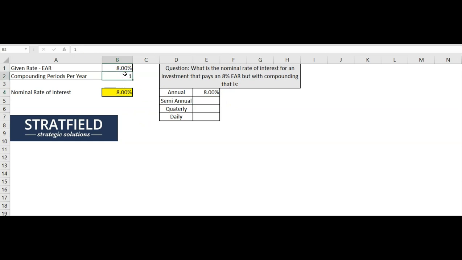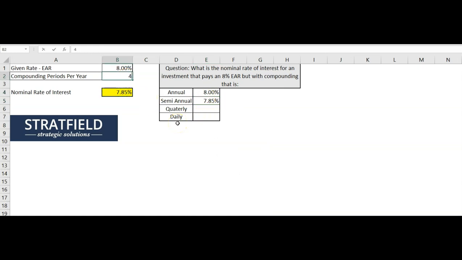Now, if I want to change this to semi-annual, I will have 2 compounding periods per year. You can see that the formula has updated to 7.85%. Now notice that this is still being expressed in annual terms. So while this is the semi-annual rate, if you were using it in a calculation, you would need to divide this by 2 when putting it into such formulas as PV or FV. So I'll put it over here for reference, but again, keep in mind that this is always expressed in this column as an annual percentage.